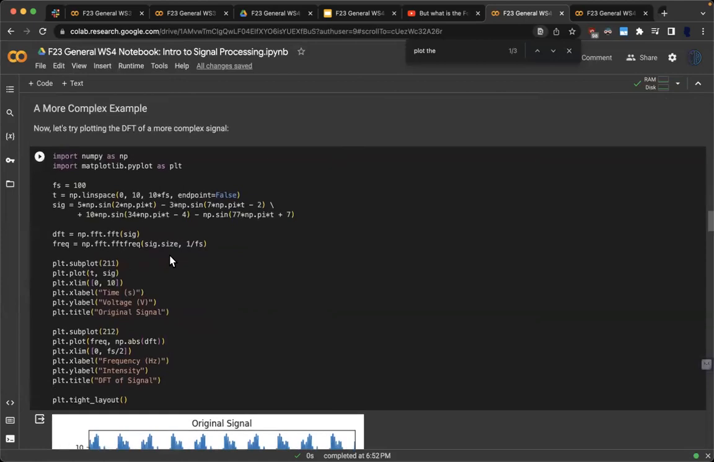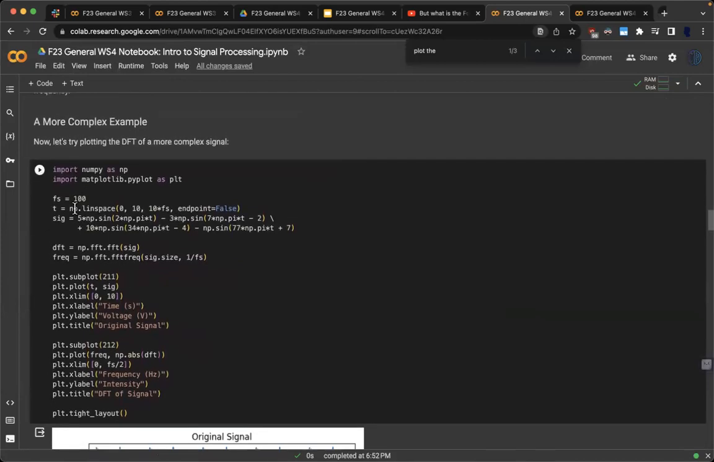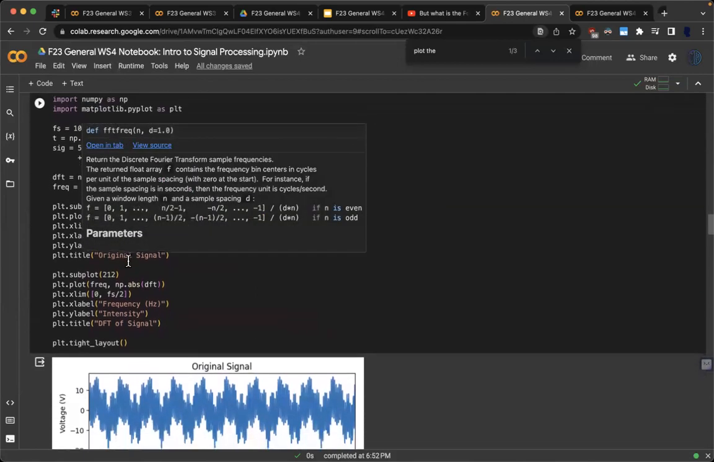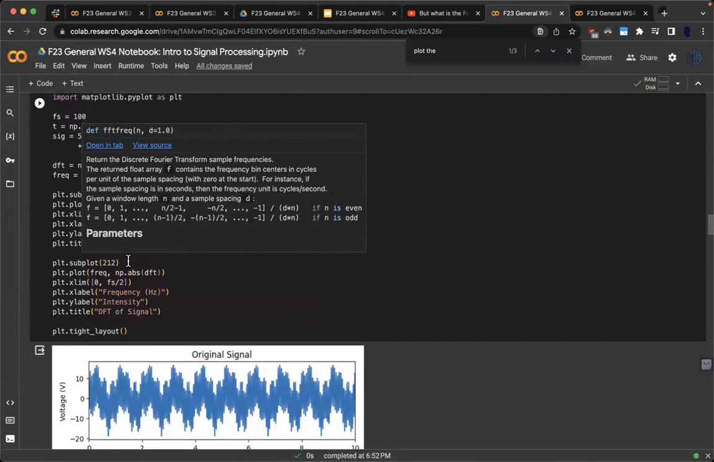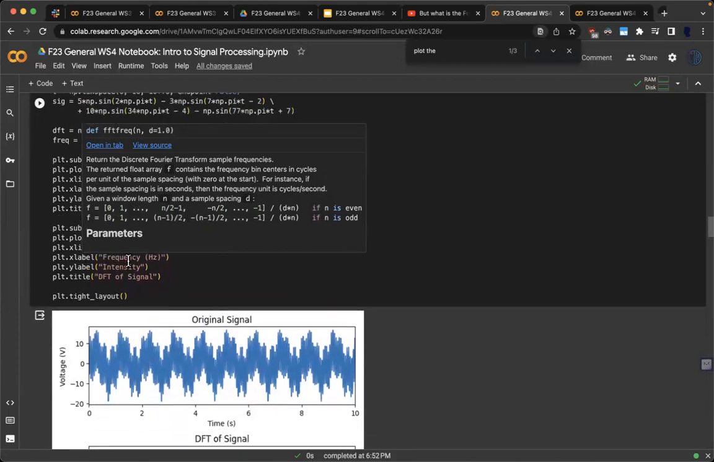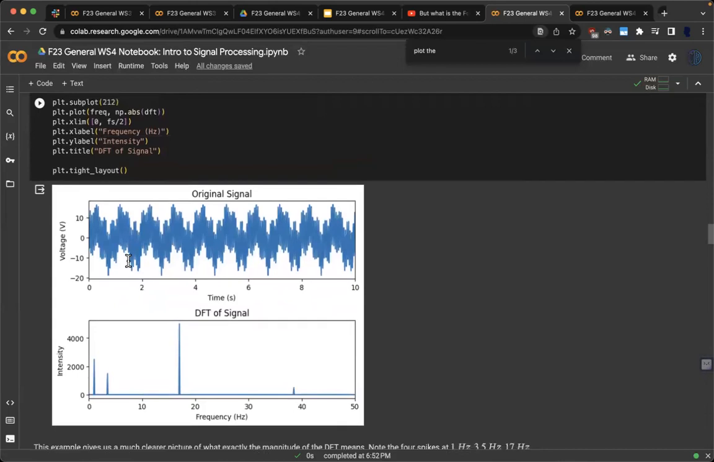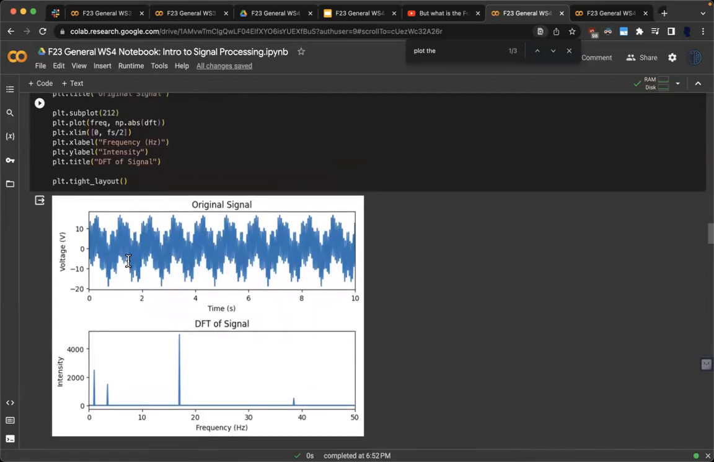Cool. All right, so here's a more complex example. Obviously, our signal here is a lot more complex. It has multiple sine components in it. This is what our original signal looks like, and this is what our discrete Fourier transform signal looks like. Does anyone observe anything about this Fourier transform that was different than the previous one?